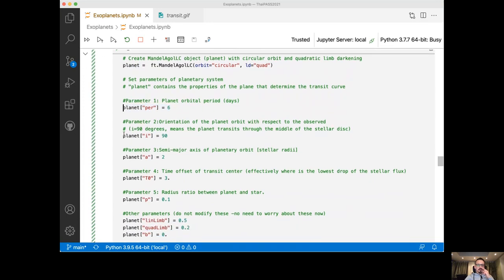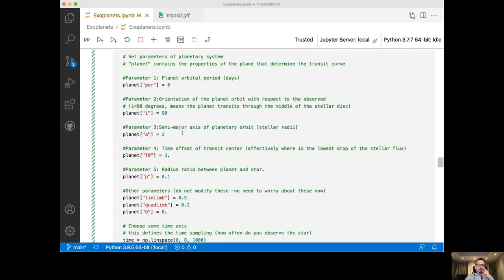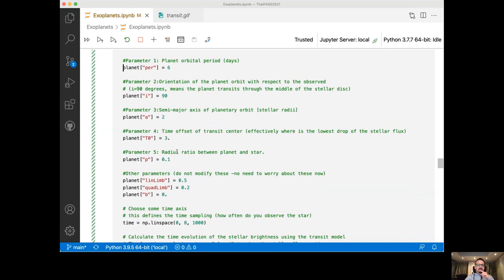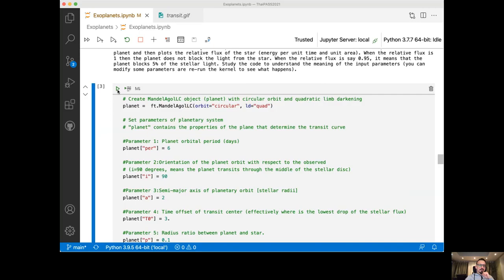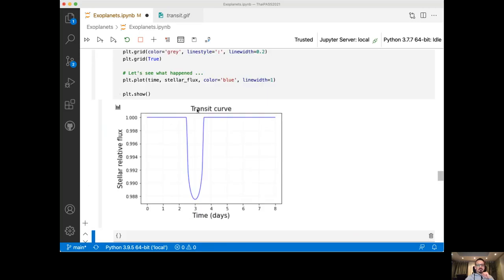Here the orientation of the orbit, where the planet passes exactly at the middle of the star, a bit higher, a bit lower. Here the semi-major axis of the planetary orbit, the time offset of the transit center, which basically tells me when the transit happens, and the radius ratio between planet and star. There are also some other parameters that are a bit more complicated, so I won't explain them, and you don't have to change those. Okay, if you just run this program that I have here, then you produce your own transit curve.